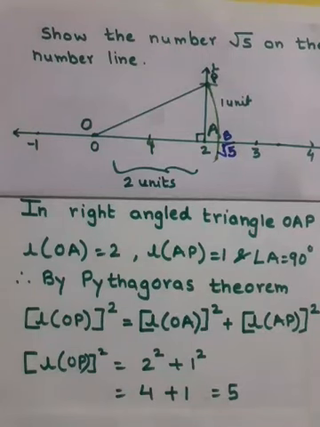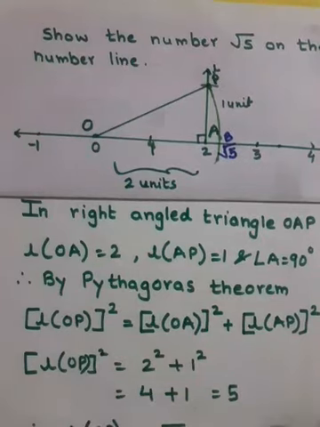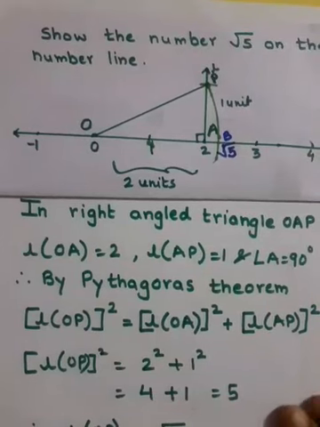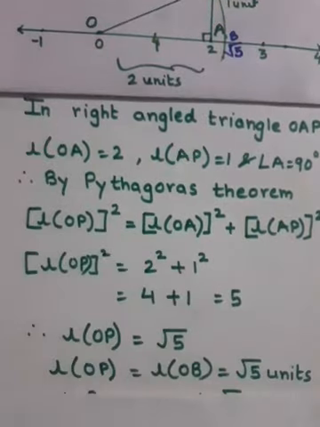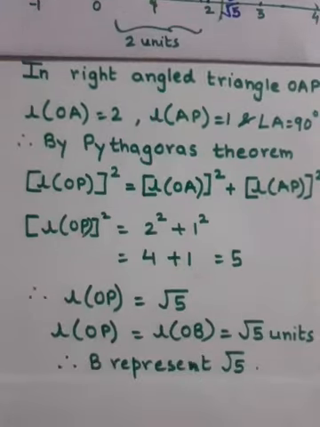To find length of OP, we will find the square root of both the sides. So we will get length of OP is equal to square root of 5. Length of OP is equal to length of OB and therefore length of OB is equal to root 5 units. Therefore, B represents root 5.